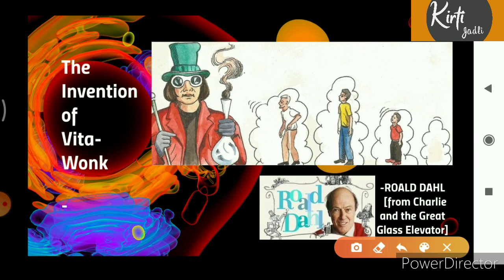So, in order to know what happens next in the story and what was the backstory, you should go through this story titled Charlie and the Great Glass Elevator and its prequel, which is Charlie and the Chocolate Factory.